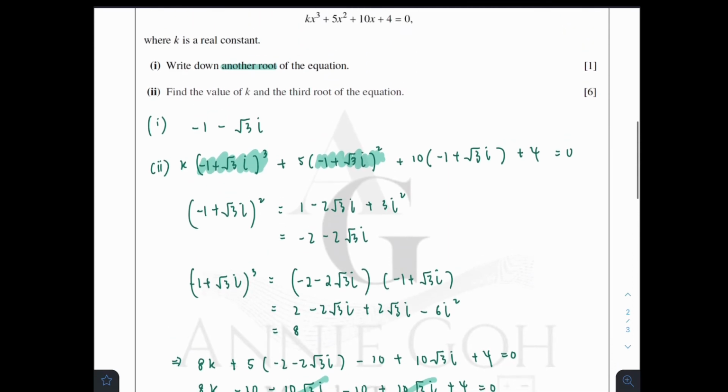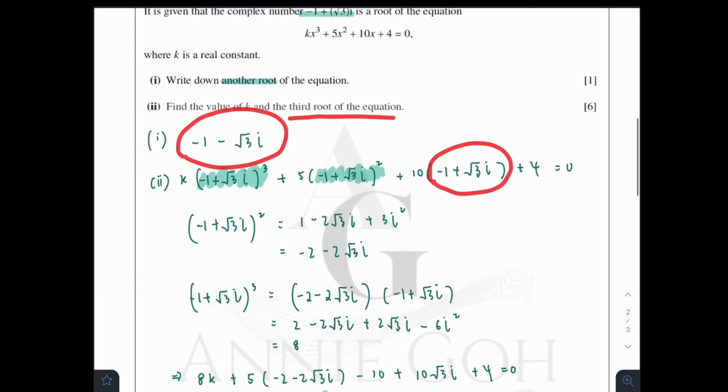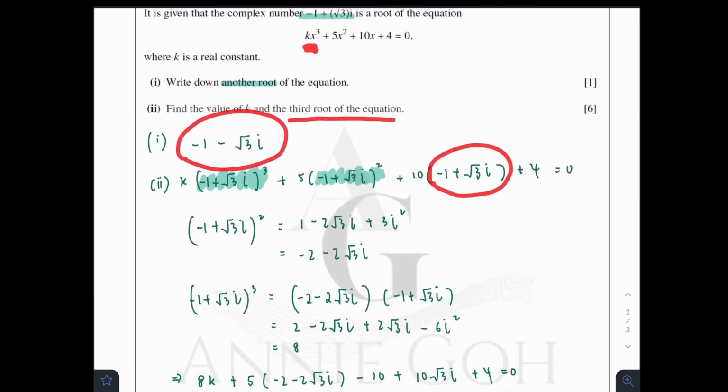And don't forget, there's another part in part 2. Find out the third root of the equation. We know that the first root is over here, -1 minus square root 3i. The second root is over here, -1 plus square root 3i. Since the equation is x power 3, have a look here, x power 3, that means there should be 3 roots. So how do we find the third root?